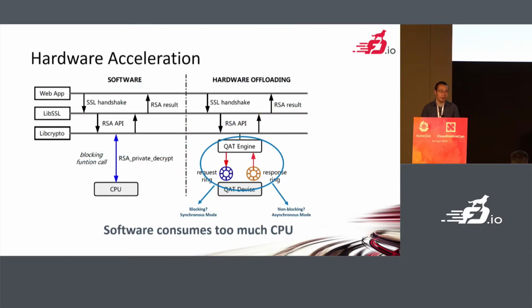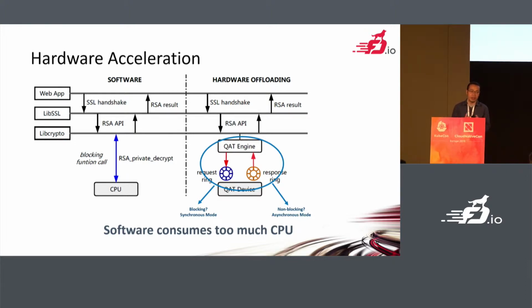TLS is actually a very heavy operation, especially the handshake, where both parties need to exchange authentication and keys, and then complete the handshake. This is very difficult, especially for the asymmetric part of the algorithm.